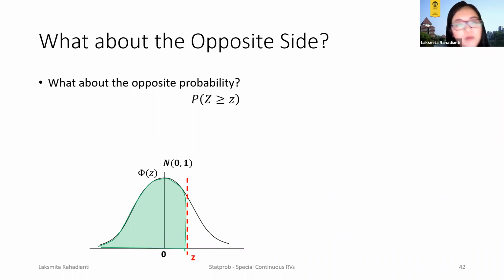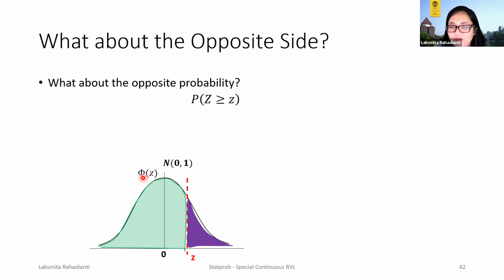What about the opposite probability? So what I mean by opposite is, if previously we were talking about what's the probability of my random variable being a value up to a certain number, up to z. But what if I wanted to know the opposite? What's the probability that my random variable is larger or equal to z? In other words, that area there, the right-hand tail. I can't look it up on the table, right?